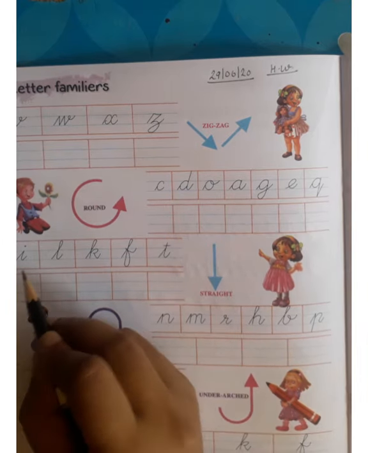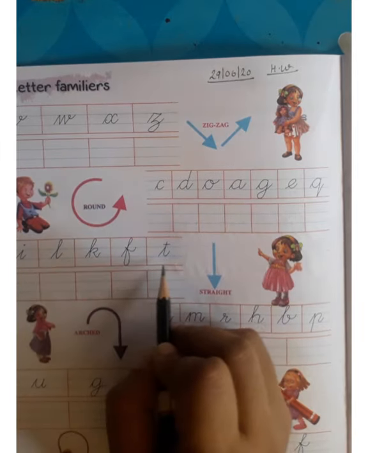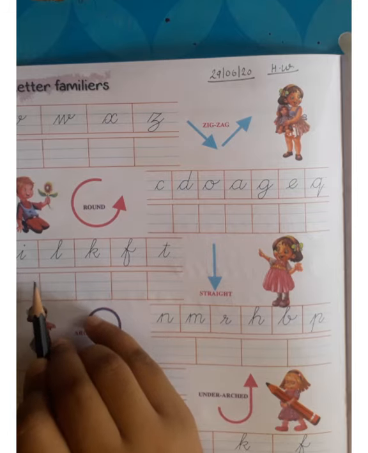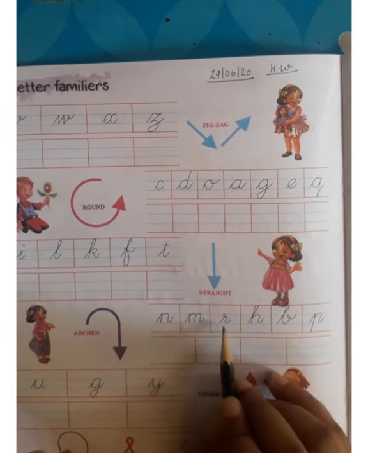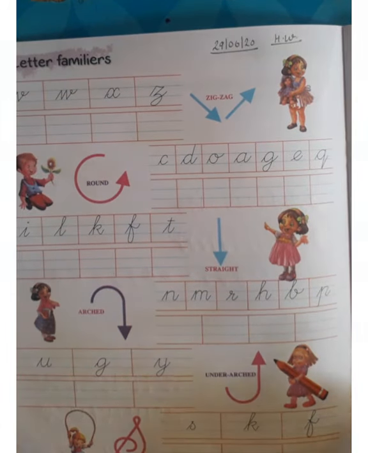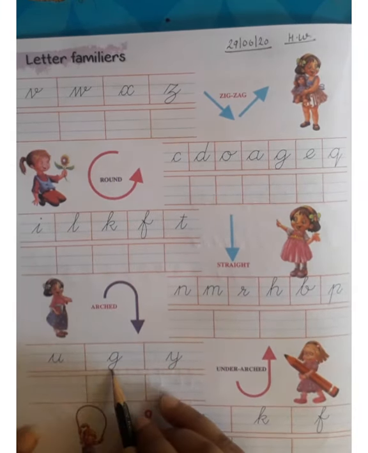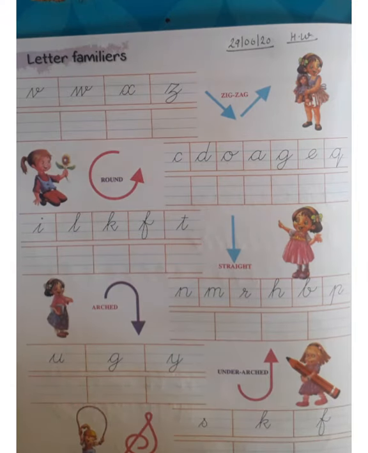Now next, I, L, K, F, T. These are all similar letters, and these letters will be made in a straight line. Next, N, M, R, H, B, P. These are similar letters, and these letters will be made in a hatched line. Next, U, G, Y. These three letters are similar, and these letters will be made in an under hatched line.